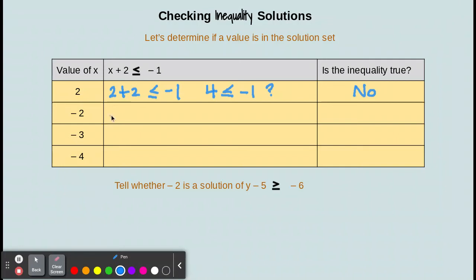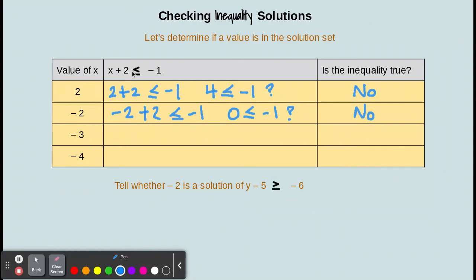Let's try when the value of x is negative 2. So negative 2 plus 2, is that less than or equal to negative 1? Well, what's negative 2 plus 2? That's 0. Is 0 less than or equal to negative 1? No, it's greater than, isn't it? So again, negative 2 does not make that statement true.